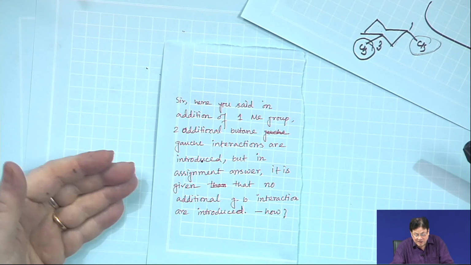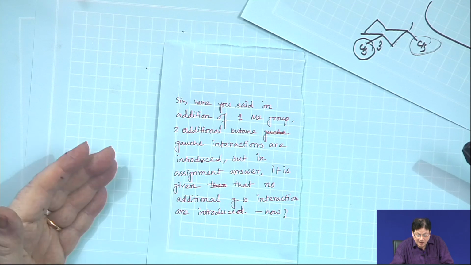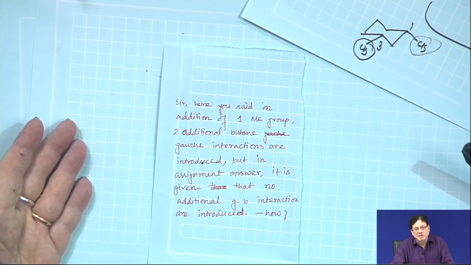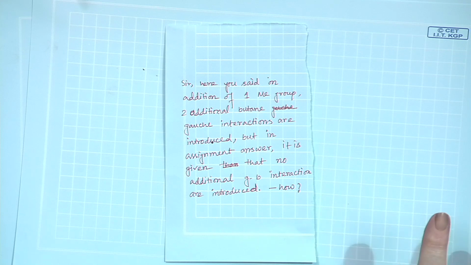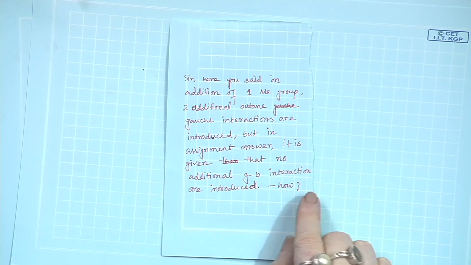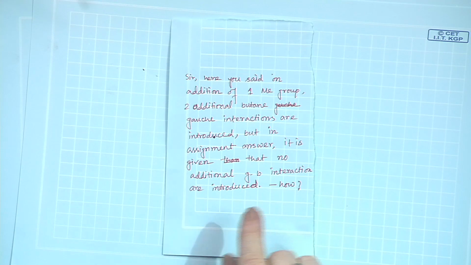So, introduction of one methyl definitely incorporates two additional butane units. That is correct, but now you have to see whether they are anti, eclipsed or gauche. If the methyl is axial, then the butane units are in the gauche form. If the methyl is equatorial, there are again two butane units, but they are in the anti form. That is what we actually meant.